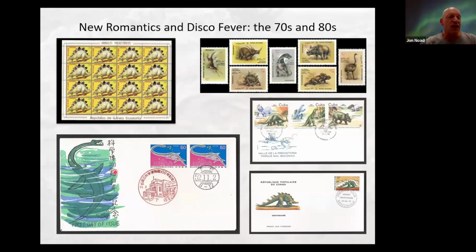So we move on into the 70s and 80s, the time of new romantics, disco fever, some really funky issues. This is a nice issue from Japan down here on the lower left, where they really went to town on the first day cover. These are from Equatorial Guinea, these lovely Stegosauruses. And then we've got issues from Congo and from Cuba as well. So nicely done. They're brightly colored, and it looks like they're having a good time.